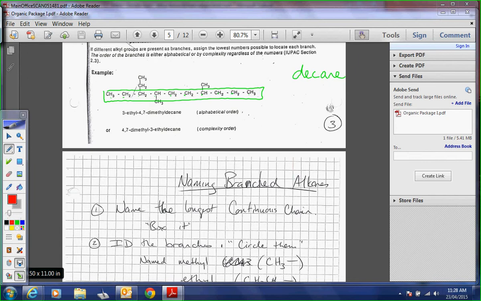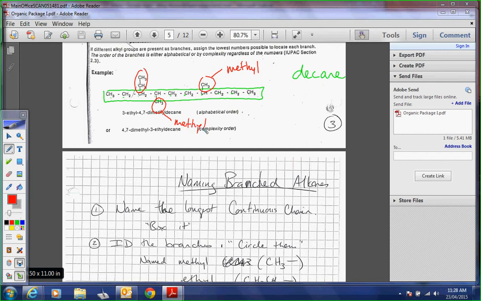Just before that, for those in the audience that have only done this for the very first time, we're going to circle our branches. Can you find your branches? So there's one here, and there's one here. What's this branch called? Methyl. What's this branch called? Methyl.